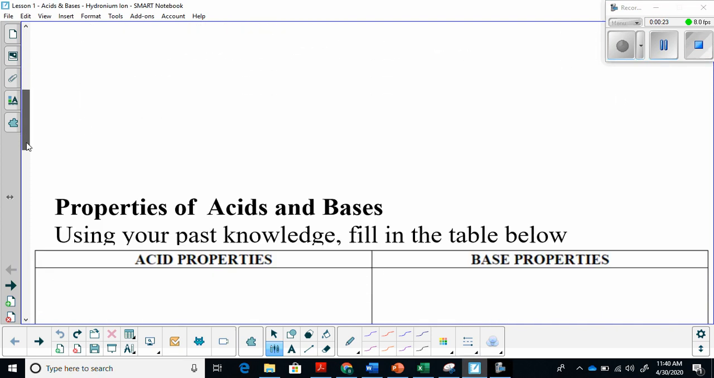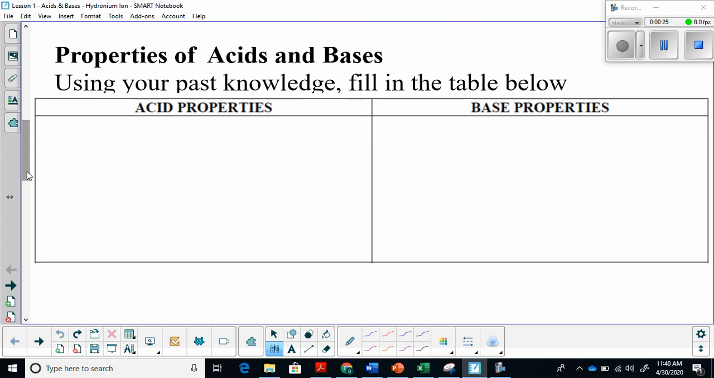So I want to see what sort of background information you guys have before we move on to the unit, before we start. So I want you guys to take a minute, fill in this table as best you can, and when you are ready, press unpause, and then you can check your answers.